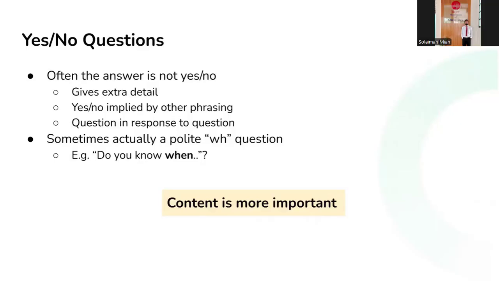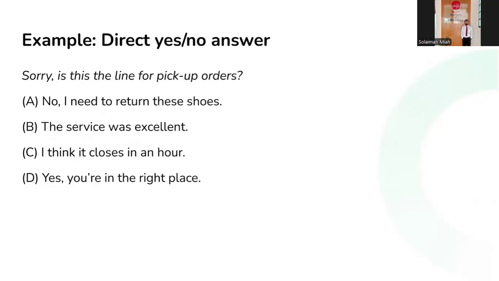And sometimes the question isn't actually a yes-no question at all, but instead a more polite, open-ended question like, "Do you know when?" When that happens, it's the word when that matters most, same as other open-ended questions. But in general, for yes-no questions, content matters more than the exact form of the answer. We'll see how that works with a few examples. First, let's take a look at an example of a direct yes-no question. Pause here and try answering this question yourself before continuing.